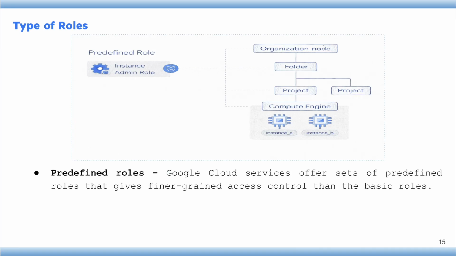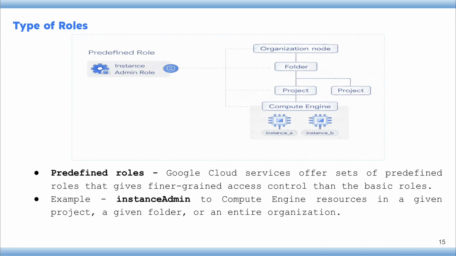Predefined roles are service-specific roles created by Google Cloud Platform. They provide just the permissions needed for common job functions. For example, in this picture, we have a predefined role called Instance Admin role. So when you are working with virtual machines, you might assign a predefined role like this Instance Admin.